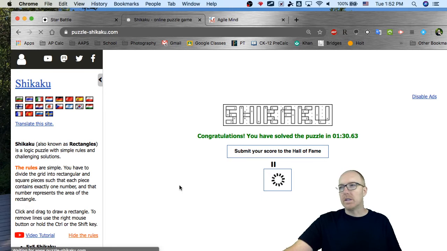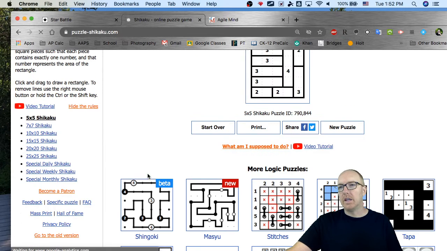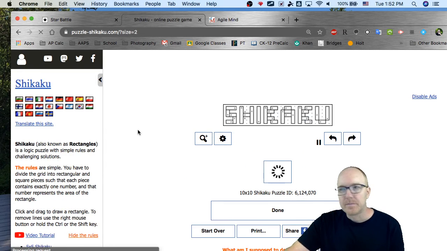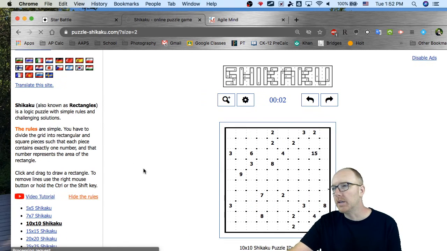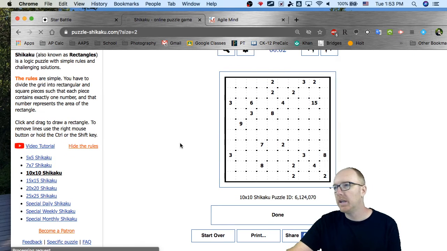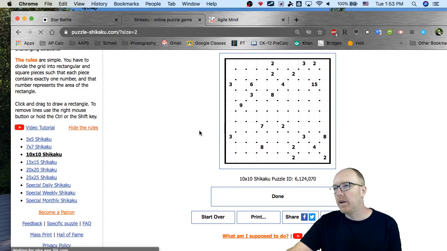We'll try one more that's a little bit more difficult, and let's do a 10 by 10. All right, here we go. This will be the last one, and hopefully you find these puzzles to be pretty fun. All right, okay, I'm noticing the corner right off the bat.